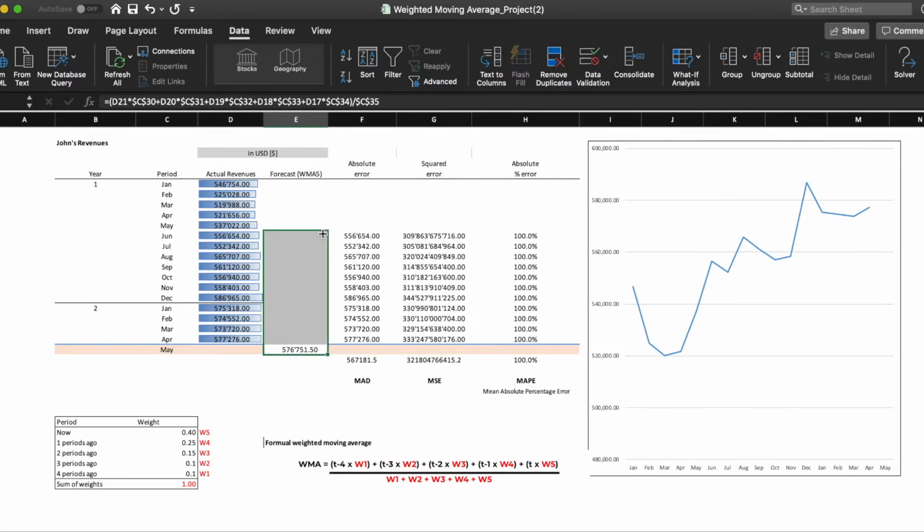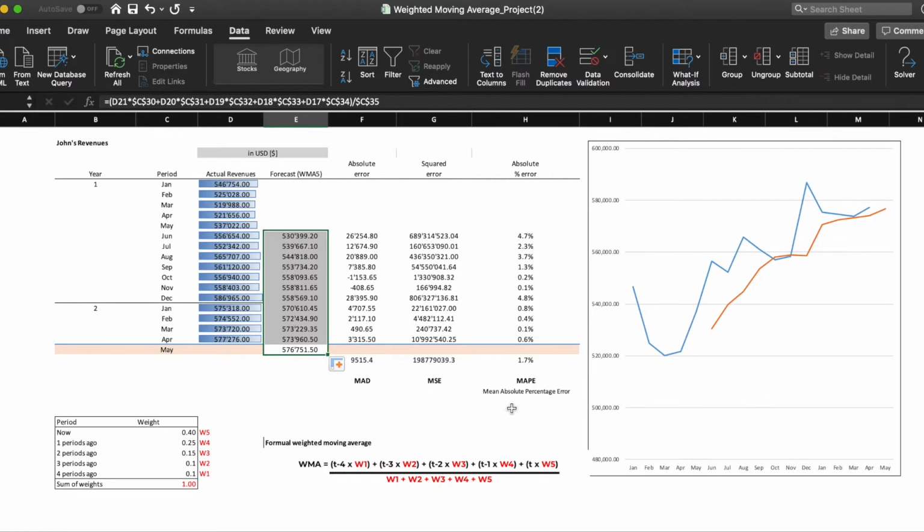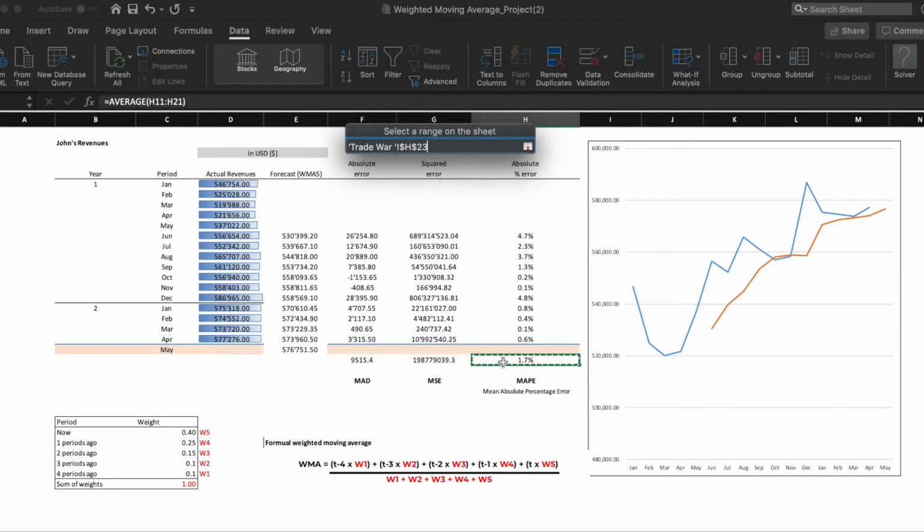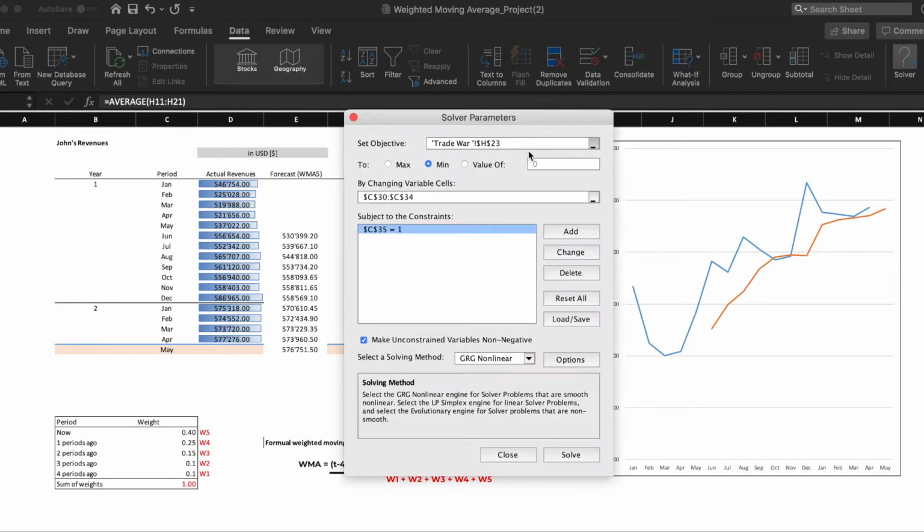Now, to analyze the quality of our formula, we apply the method to past data. So as we see, the mean average percentage error is equal to 1.7. But thanks to Excel's optimizer, the solver, we will be able to optimize the weights and so to decrease the MAPE. So we take the MAPE and we tell Excel we want to minimize it. To do so, it can change the weights with the constraint of them being equal to 1.